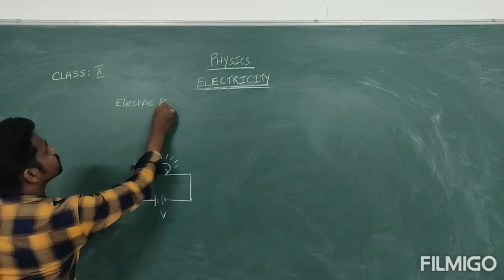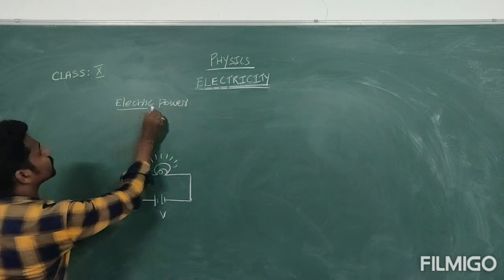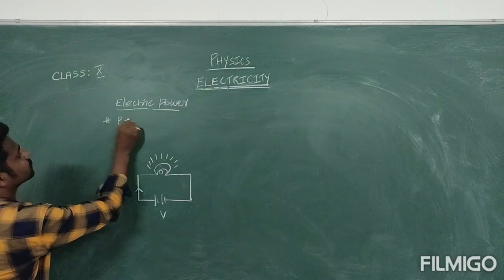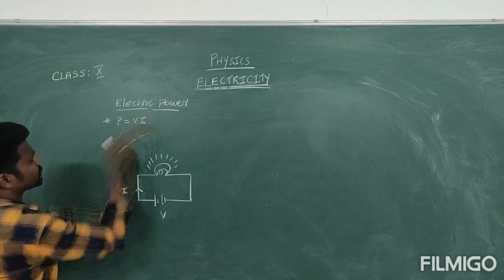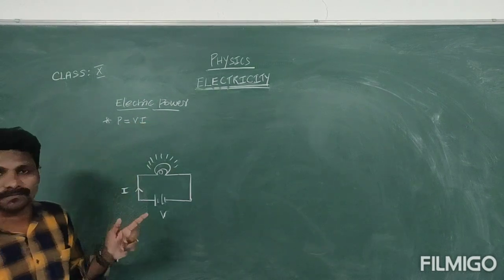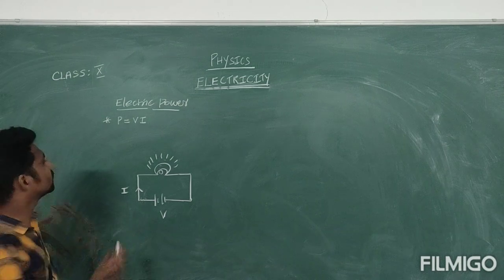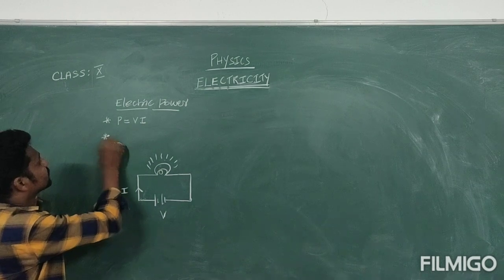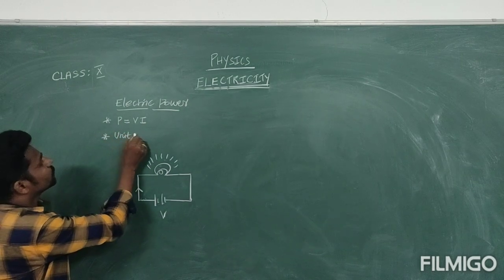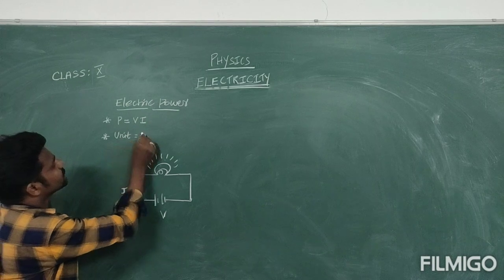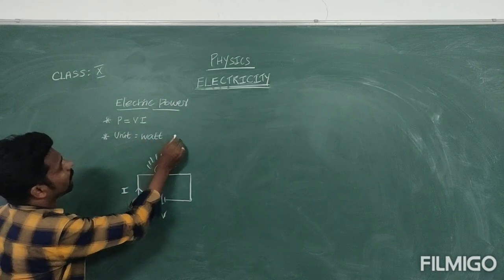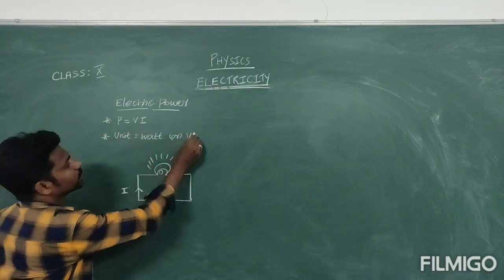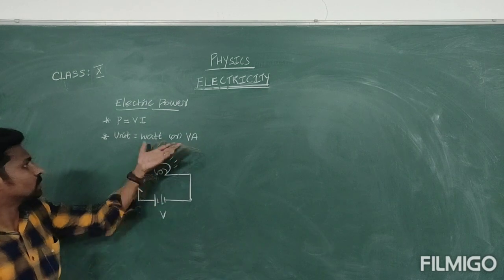Electric power. You know that the electric power formula is the product of current and voltage. This we already derived from Joule's law of heating effect. Then we can say the unit now: the unit is watt. Voltage unit is volt, current unit is ampere, and the power unit is known as watt.